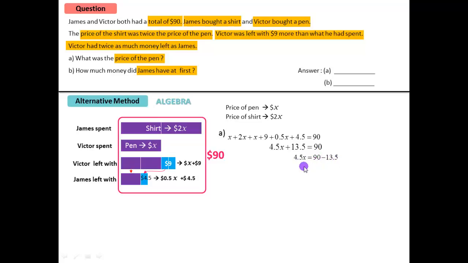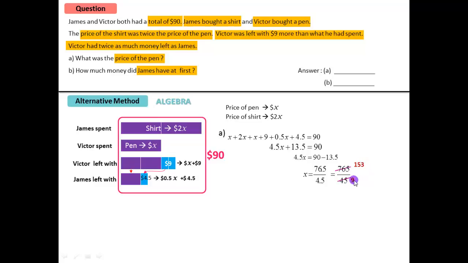We can find the value of x by taking 76.5 and dividing it by 4.5. To get rid of the decimal, we multiply both the numerator and the denominator by 10. We would get 765 divided by 45. Since 45 is a big number, let's simplify it by dividing both the numerator and denominator by 5. 45 divided by 5 gives us 9. 765 divided by 5 gives us 153.